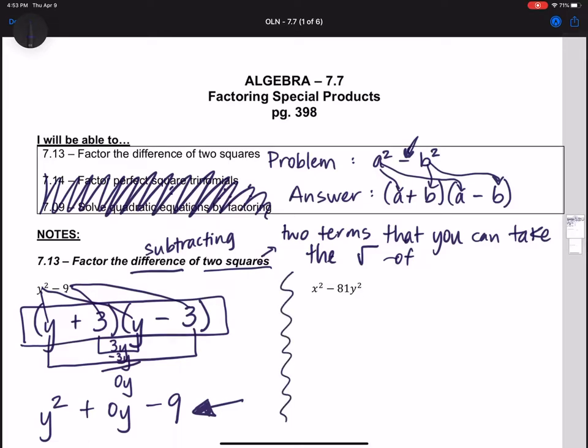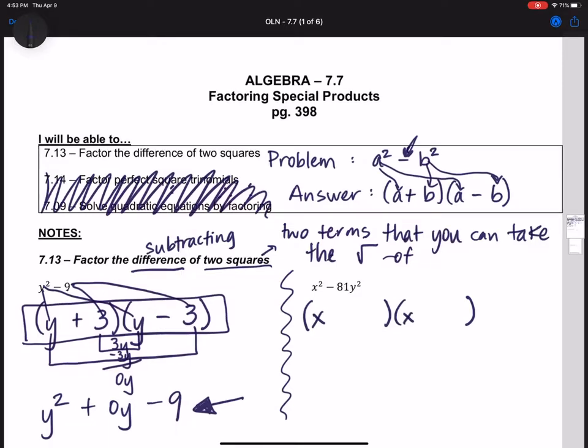What if you had x squared minus 81y squared? Well, first of all, how did we start? We made two parentheses. And then from there, what did we say? Square root the first thing. Well, that would be an x, because we know x times x makes x squared. One is a plus, one is a minus. It doesn't matter which one goes first or second.